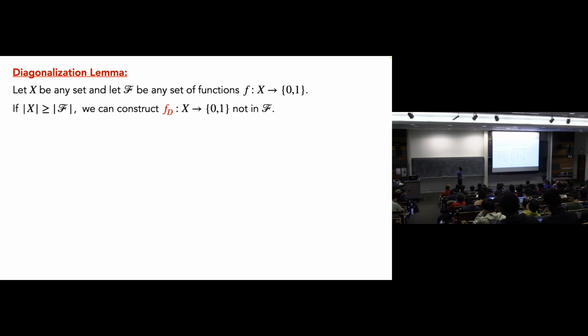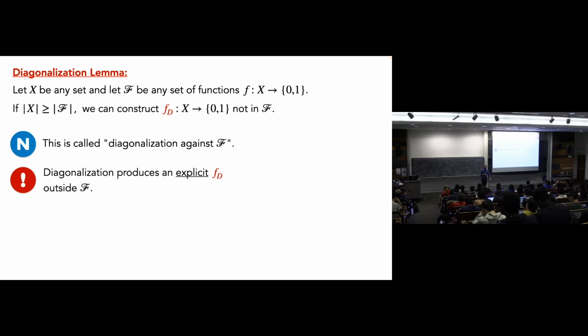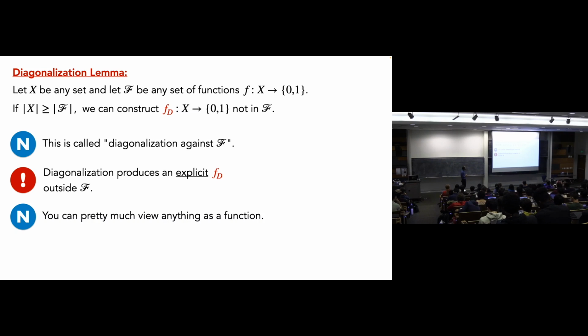Good, so now this is diagonalization. And we observed actually a very nice corollary of this, a very immediate corollary. And I'm going to come to that. But let me just say a few remarks. This is called diagonalization against curly f, the set of functions. Diagonalization crucially produces an explicit f sub d outside of f. Once you specify for me what the injection phi is, it gives you basically an explicit function f sub d outside of f.